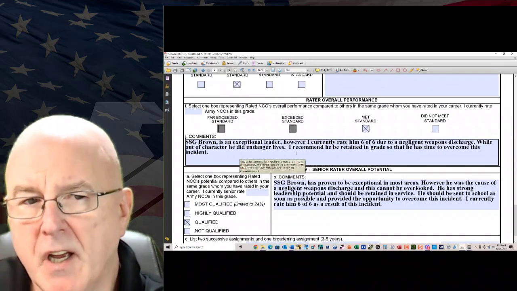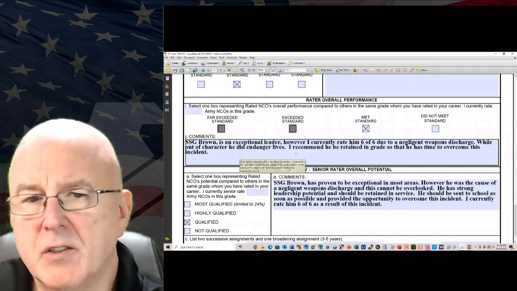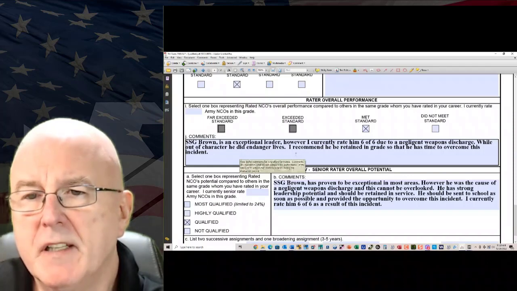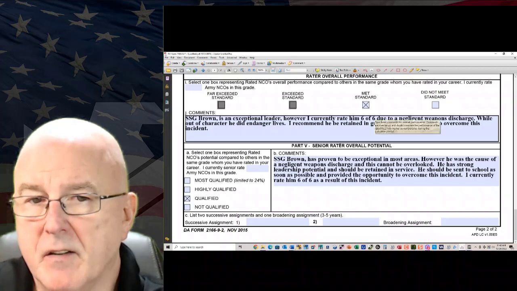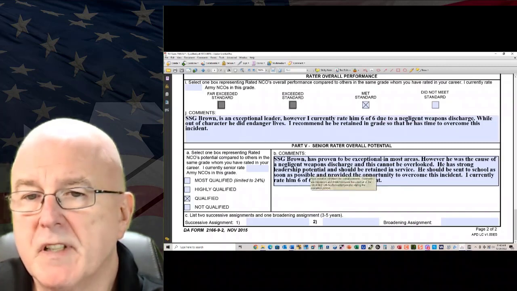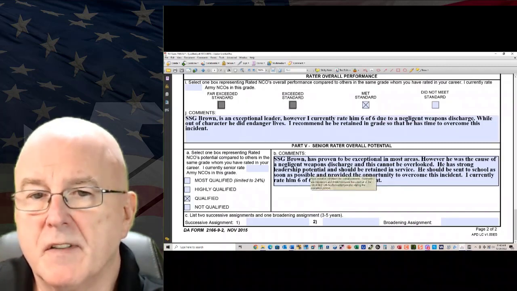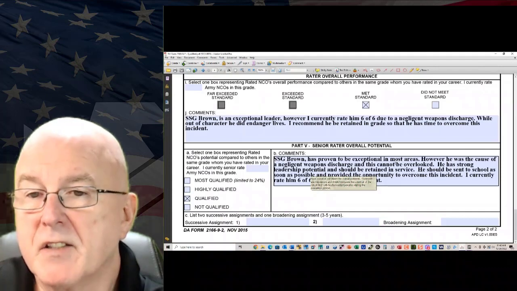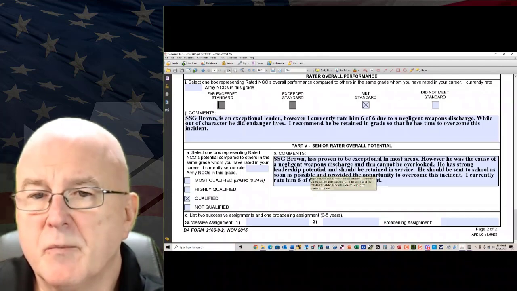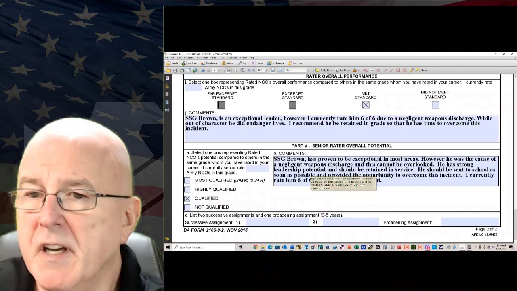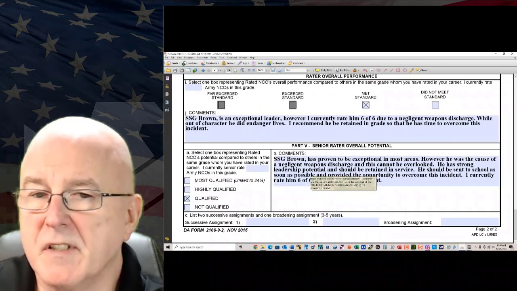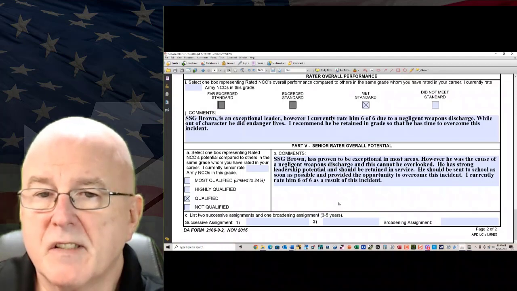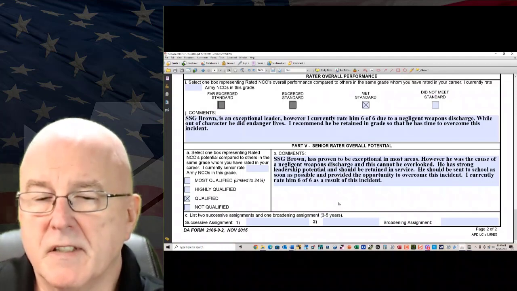weapons discharge. While out of character, he did endanger lives. I recommend he be retained in grade so that he has time to overcome this incident. Met standard. Sergeant Brown has proven to be exceptional in most areas. However, he was the cause of a negligent weapons discharge, and this cannot be overlooked. He has strong leadership potential and should be retained in service. He should be sent to school as soon as possible and provided the opportunity to overcome this incident. I currently rate him 6 of 6 as a result of this incident.